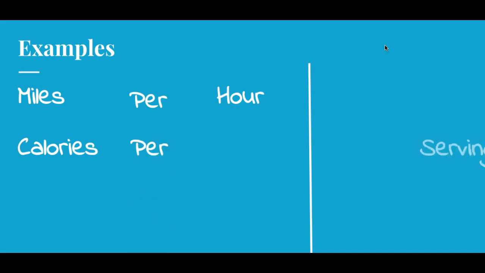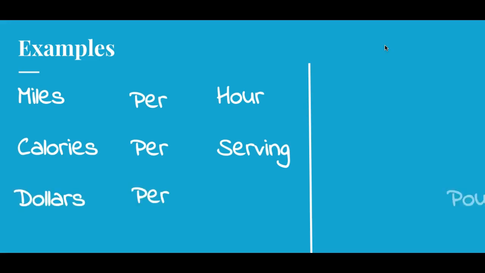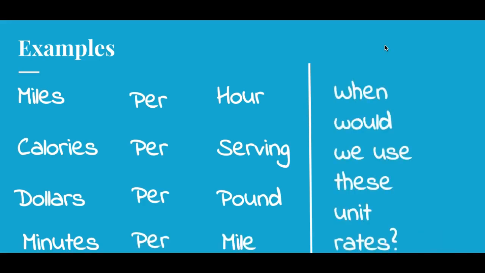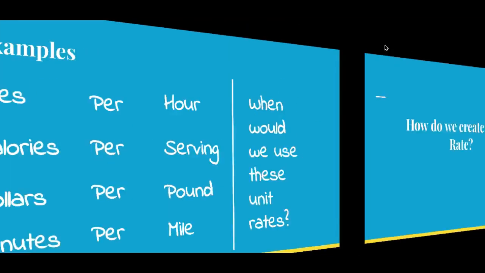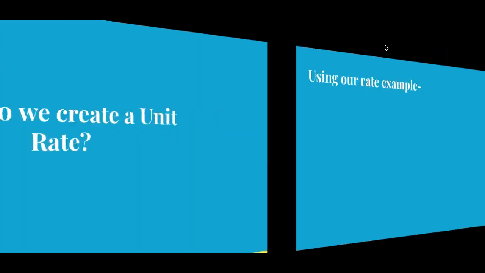Calories per serving. How many calories are we going to get per serving? What is per serving? Per 1 serving. What we got next? Dollars per pound. Anytime you have an expression of money, that's going to be on the top of the ratio. Minutes per mile. Okay? These are all examples that we see every day. So how do we create the unit rate?